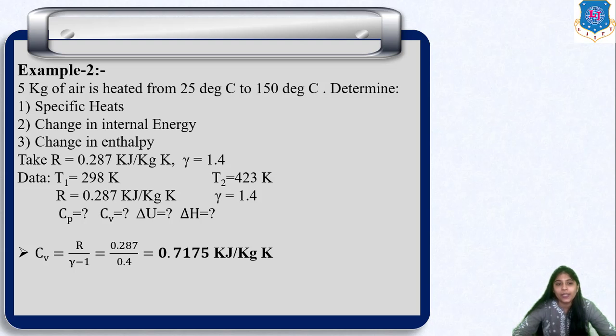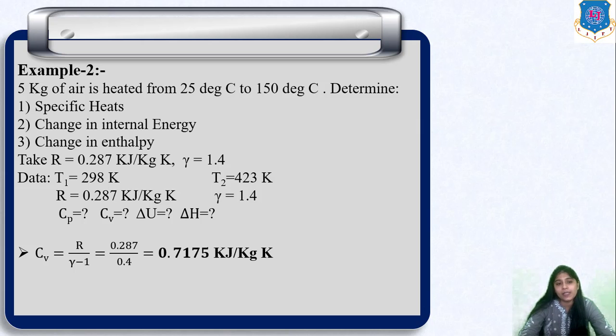Okay, R is given as 0.287 kilojoule per kg Kelvin. Gamma is given as 1.4. Remember that gamma is known as the adiabatic index, and there is a relation between Cp, Cv, R and gamma. We can write Cv as R upon gamma minus 1. So you have to remember this equation.